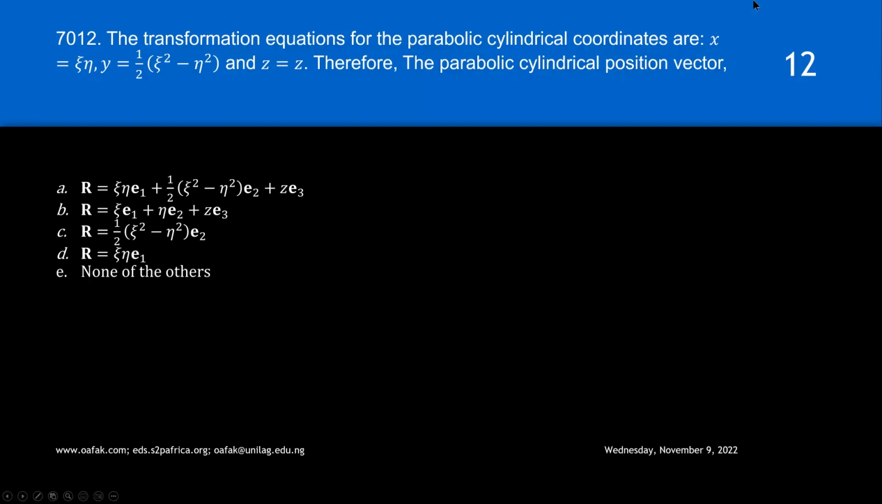Okay. The transformation equations for parabolic cylindrical coordinates are x is equal to xi eta, y is equal to half of xi squared minus eta squared, and z is equal to z. Therefore, the parabolic cylindrical position vector is A. The correct answer is A. The other answers are wrong.